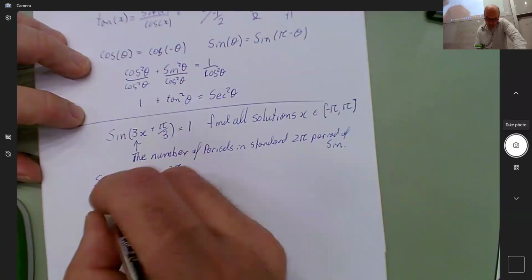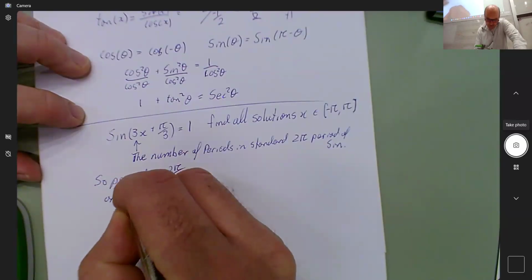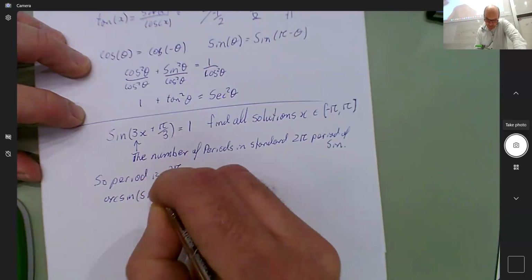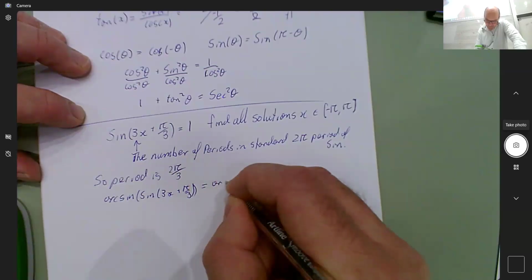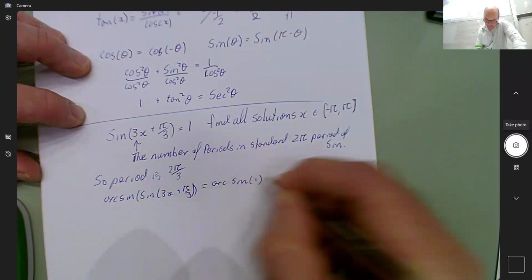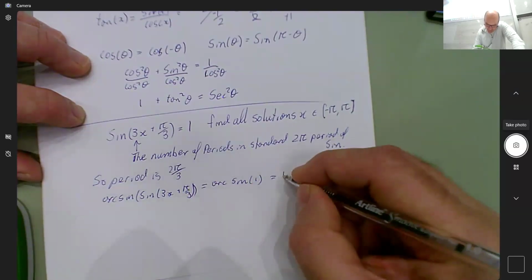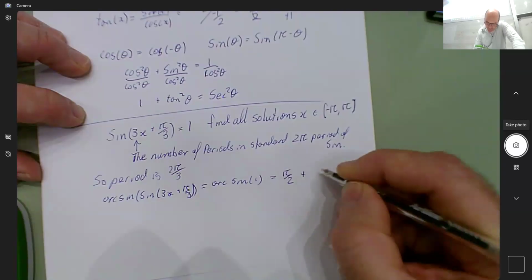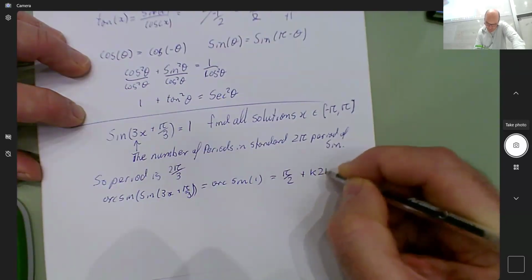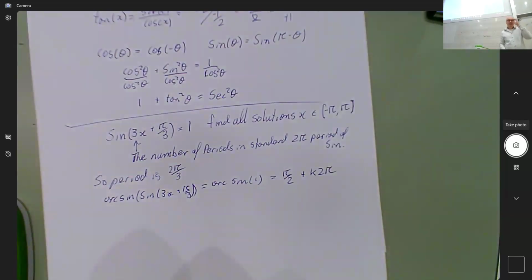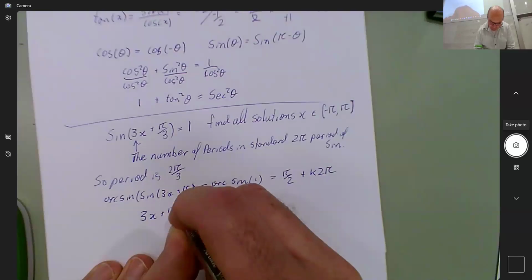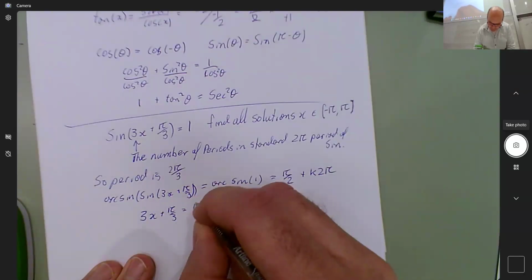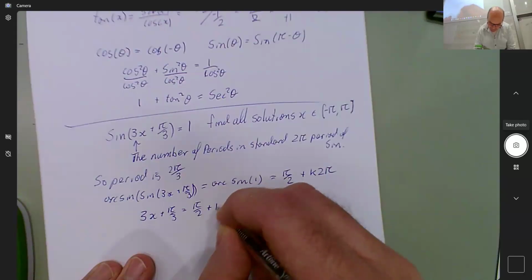So the first step is to do arc sine of both sides. So arc sine of 3x plus pi on 3 is equal to arc sine of 1. That number is going to be pi on 2, but I'm going to go plus some multiple of 2 pi, all right? So we get used to this. I'm going to add some multiple of the standard period, and I want to do it at this stage because then I'm saying 3x plus pi on 3 is equal to pi on 2 plus k lots of 2 pi.